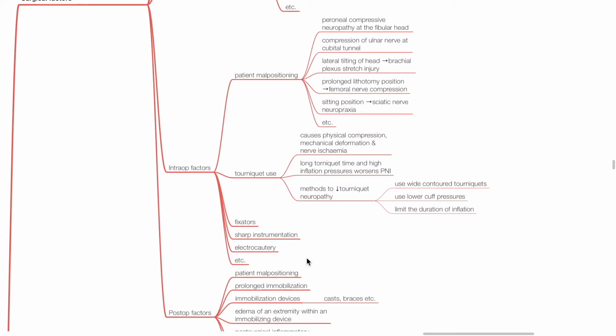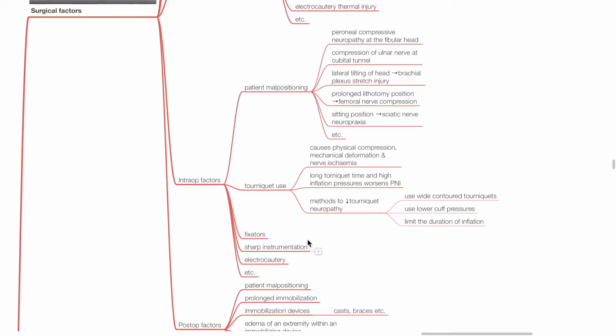Intra-op factors causing PNI include patient malpositioning, for example, peroneal compressive neuropathy at the fibular head, compression of ulnar nerve at the cubital tunnel, lateral tilting of the head causing brachial plexus stretch injury, prolonged lithotomy position causing femoral nerve compression, sitting position causing sciatic nerve neuropraxia, etc.